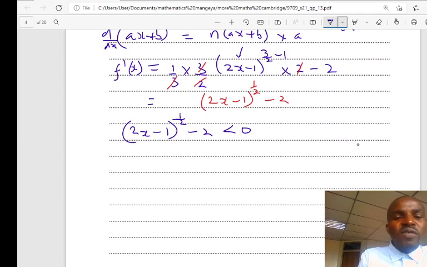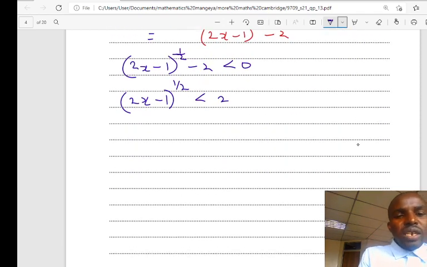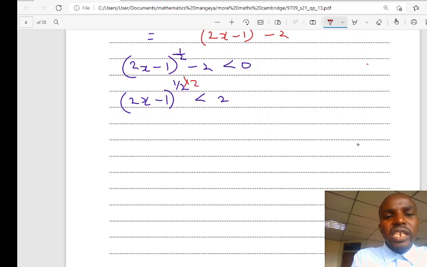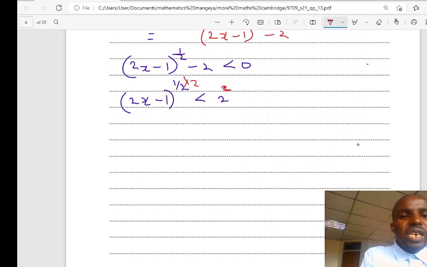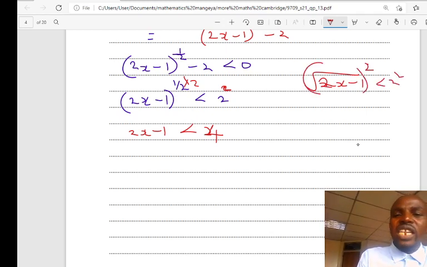Then after that, find your x. So x represents the value of a. Then here it will be (2x minus 1) to the power half is less than 2. After that, you want to get rid of the power half. What do you do? Square both sides. Square both sides to the power 2 here. It will be 2x minus 1 is less than 2 squared, which is 4. Remember, (2x minus 1) to the power half is the same as the square root of 2x minus 1. Then it was less than 2. Then to remove the square root, we just square both sides. That's what I have done here.